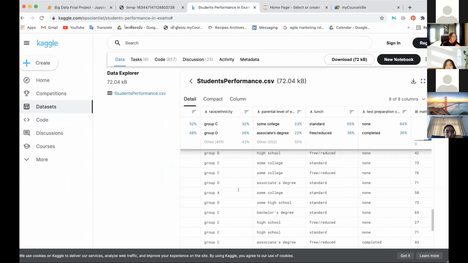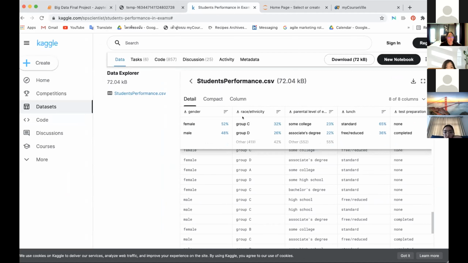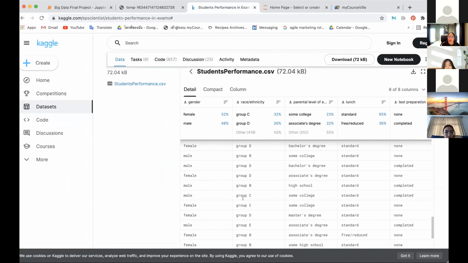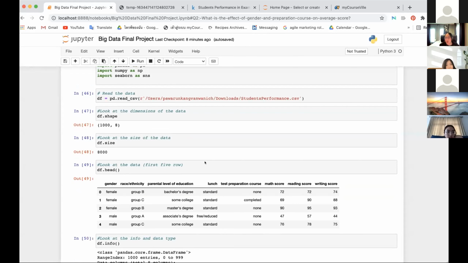Yeah, and also I don't know if I should get rid of the race or ethnicity column because it only tells group A, B, C, but not the actual race. They don't want to tell you. They mask it, but that doesn't mean that it doesn't matter. By the way, this is very important.